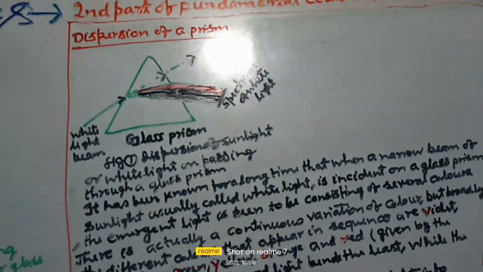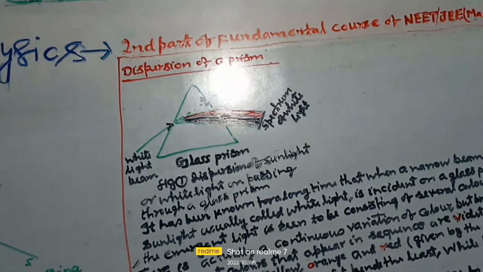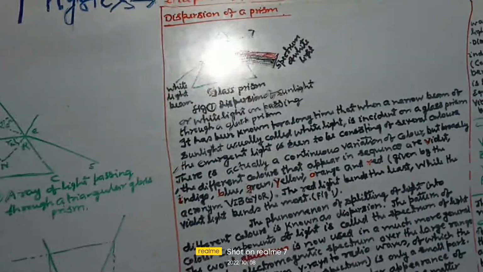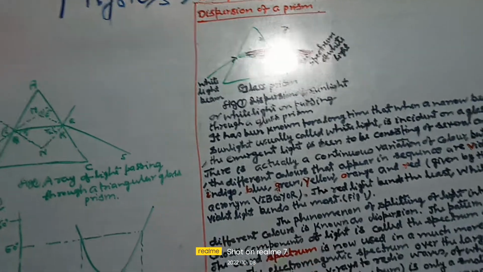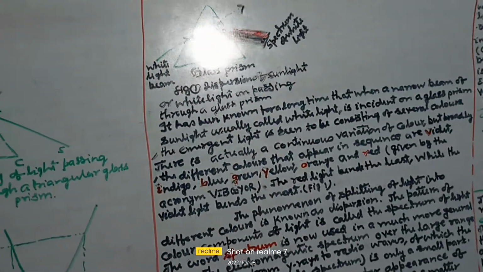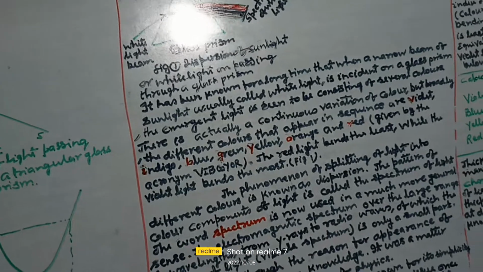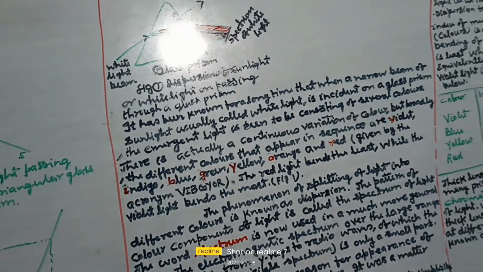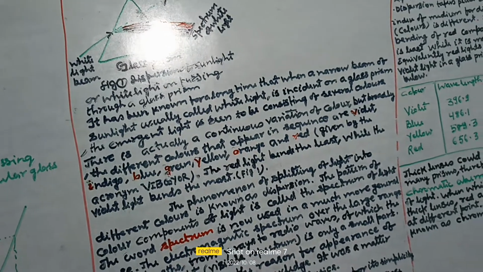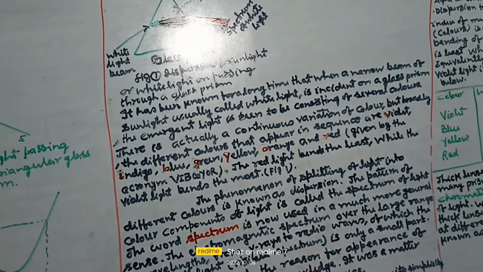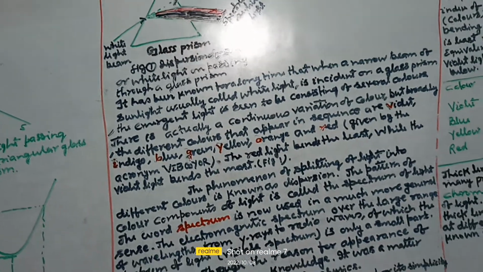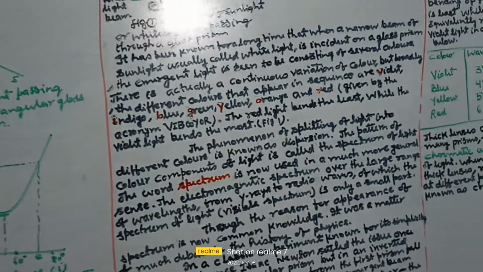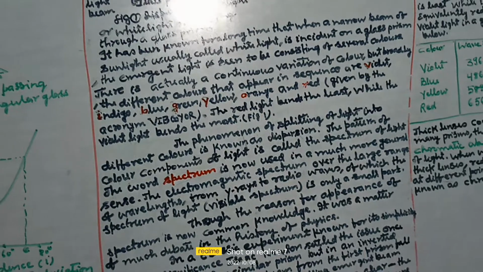Now, dispersion of light by a prism, as shown in figure 1. The white light is dispersed into different colors of light. It has been known for a long time that when a narrow beam of sunlight, usually called white light, is incident on a glass prism, the emergent light is seen to consist of several colors.